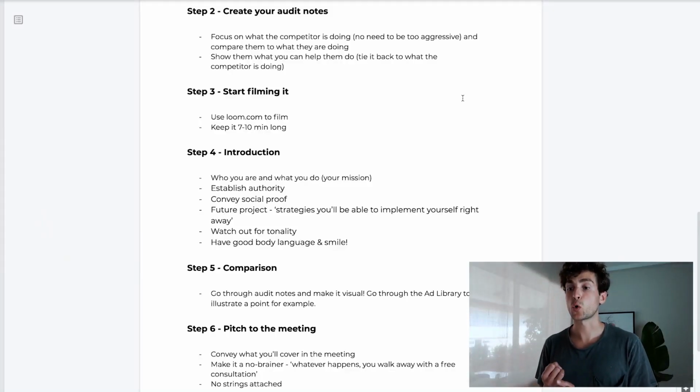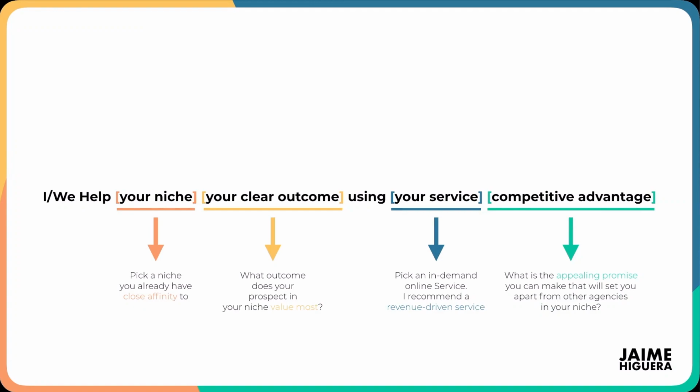The fourth step is the introduction. So what you want to do in this introduction is you want to nail it, and you want to make sure that the delivery is smooth. So what do you want to do in the introduction? First, you're going to say who you are and what you do. So you can state your mission. On the screen, you can see how you can structure your mission. And I've spoken about this on my channel already.